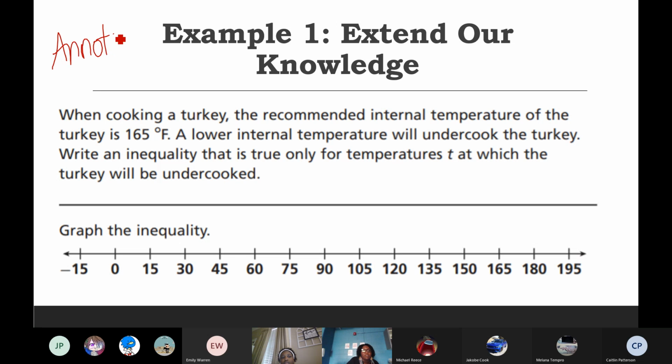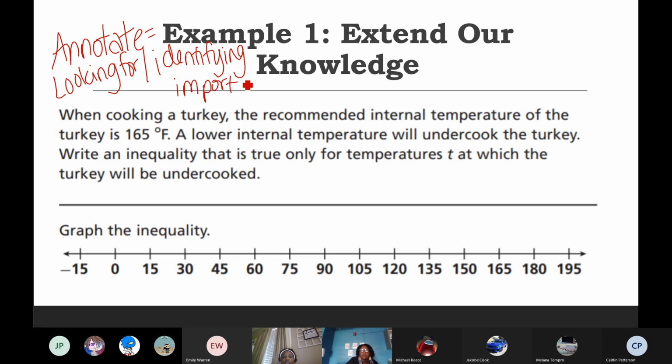that may be a bonus question on a test soon, hint, hint, hint. When I talk about annotating, I am looking for and identifying important information. Okay, so let's get cracking.